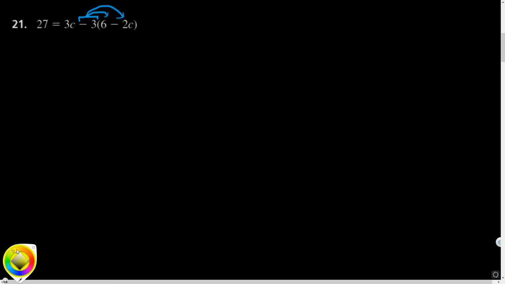So distribution, 27 equals 3c minus 18. Negative times negative is positive. 3 times 2 is 6c. Okay. So that was distribution. Combine like terms. Who can I combine? The 3c and the 6c. Can I combine these two?